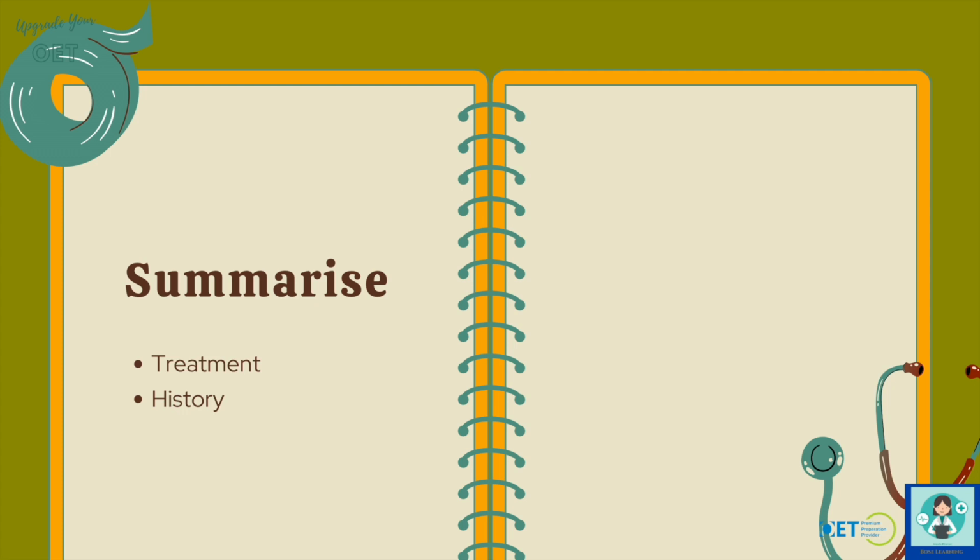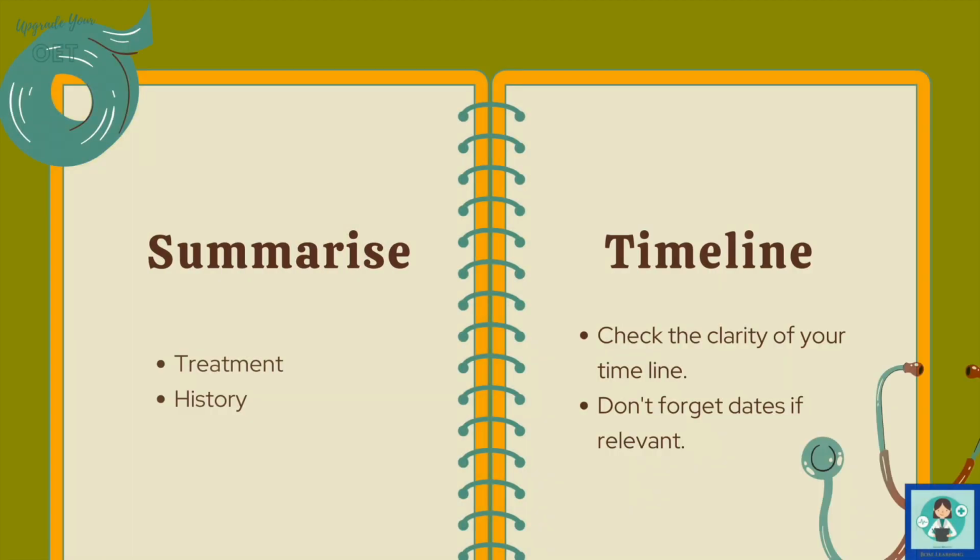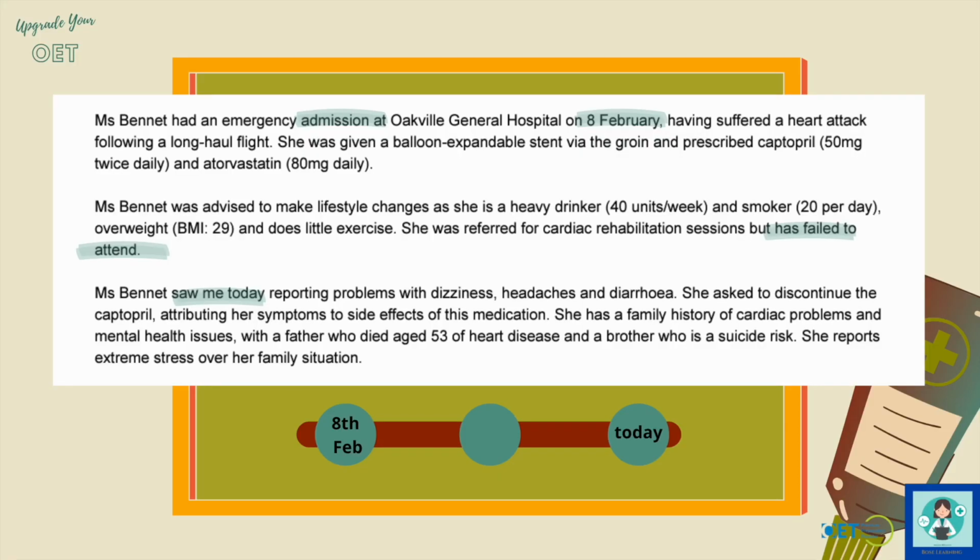Another thing you can think about when you're trying to pick out the information and pick out how you're going to summarise is to think about a timeline. Check the clarity of your timeline in your own mind and also make sure that that's nice and clear to the reader. For example, don't forget dates if they're relevant. These are things that are important and which, again, the OET has told us teachers that doctors often miss out. So please make sure that you're including these things to get that 400.